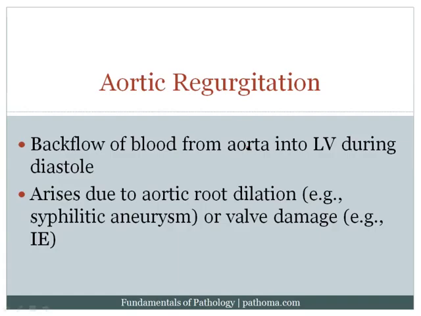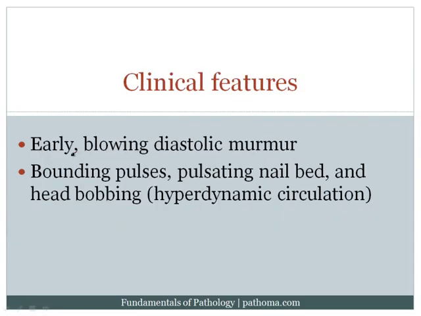And finally, if you damage the valve itself, if this is the aortic root, you've got these cusps of the valves coming off. If you damage these valves, that will then result in aortic regurgitation, and the example would be infectious endocarditis, which could potentially damage the valve, resulting in aortic regurgitation. Now, the clinical features will be that you'll have an early blowing diastolic murmur. Diastolic murmur because the blood will go back during diastole, and whenever you have blood going backwards, you often get a blowing murmur.